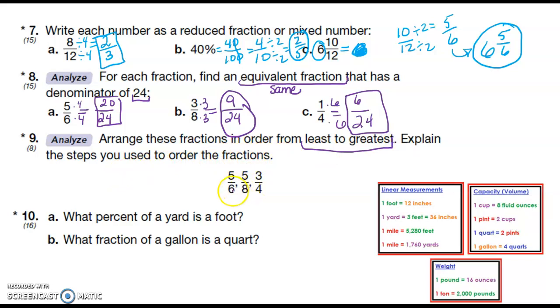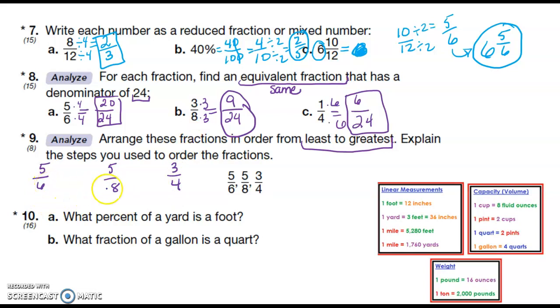So the first thing I'm going to do is I need common denominators because these fractions kind of look crazy to me. I need common denominators so I can compare them. 5/8 and 3/4. So let's see, I need a number that 4 goes into, 8 goes into, and 6 goes into.